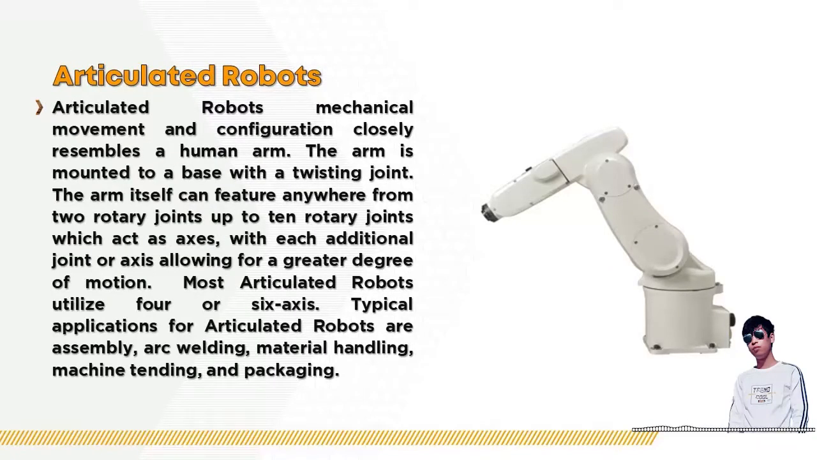Next is the articulated robots. Articulated robots' mechanical movement and configuration closely resembles a human arm. The arm is mounted to a base with a twisting joint. The arm itself can feature anywhere from 2 rotary joints up to 10 rotary joints which act as axes, with each additional joint or axis allowing for a greater degree of motion. Most articulated robots utilize 4 or 6 axes. Typical applications for articulated robots are assembly, arc welding, material handling, machine tending, and packaging.